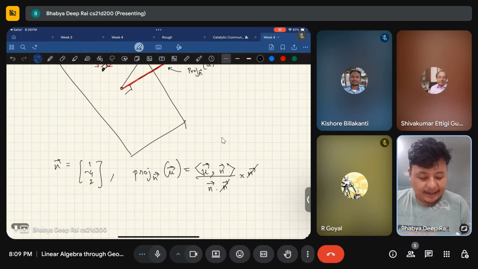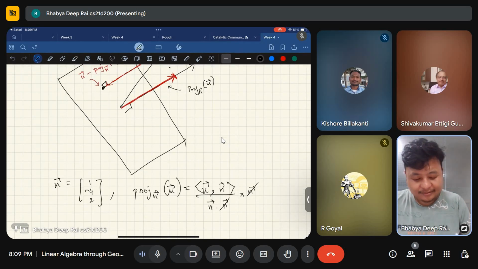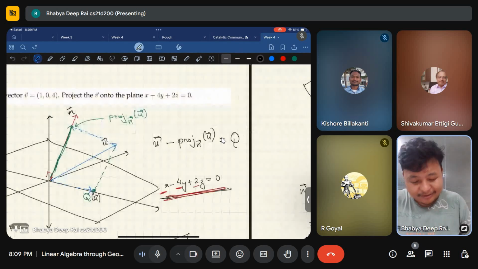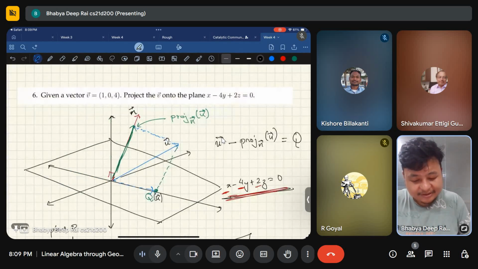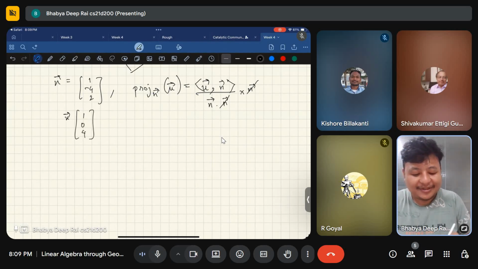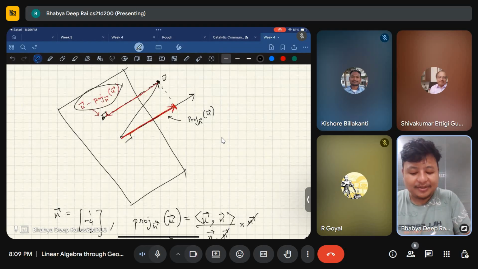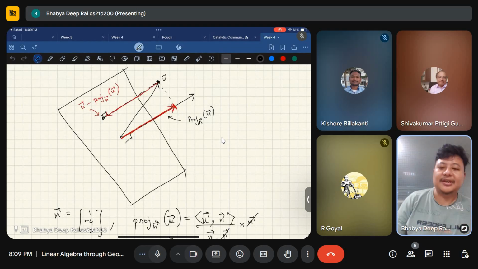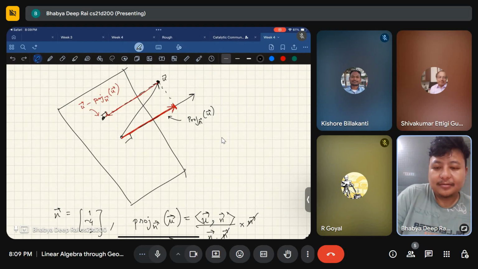Okay, and you know what u is also, so you can calculate it offline because it's almost time. So u is (1, 0, 4). Actually, in the question it's written v. But anyhow, plug this into this, and then apply this formula, u minus the projection, and you'll get the exact point where the shadow falls on the plane.